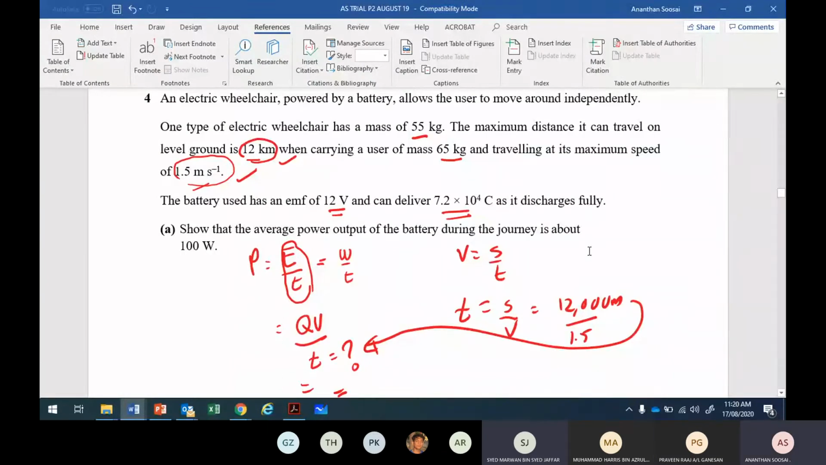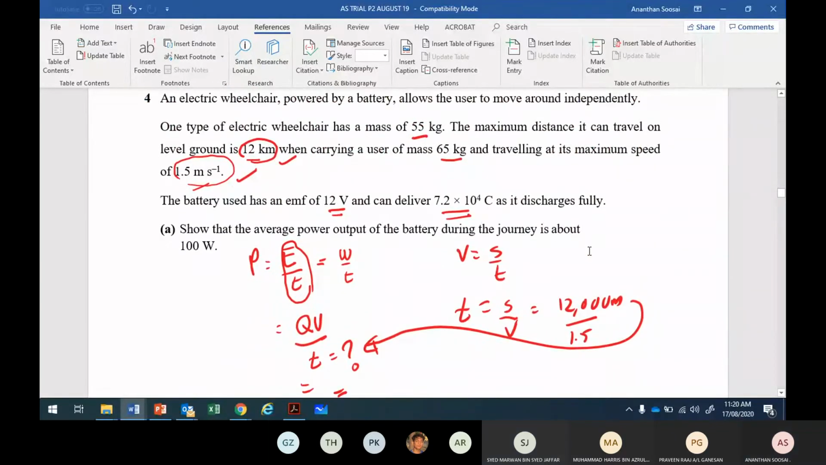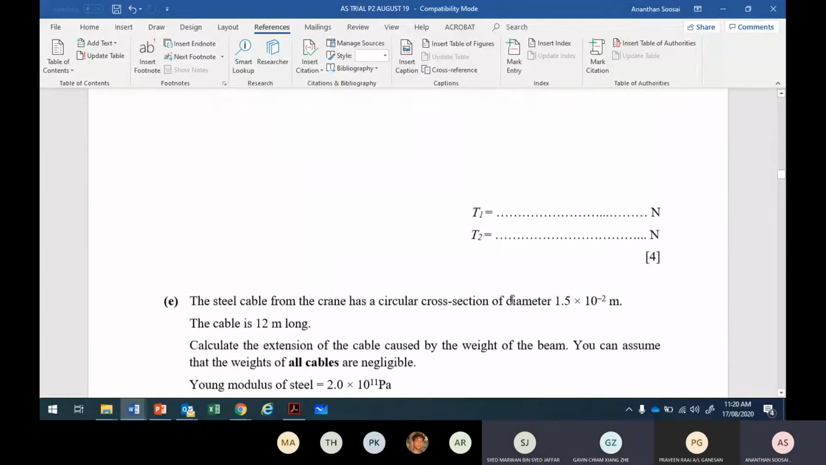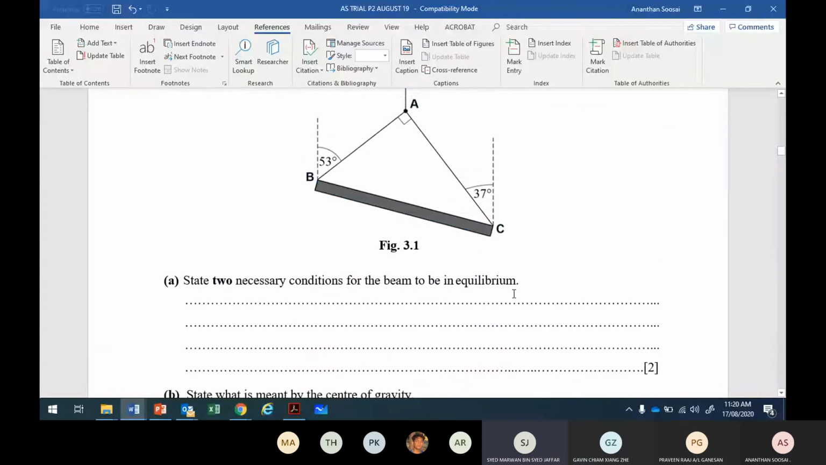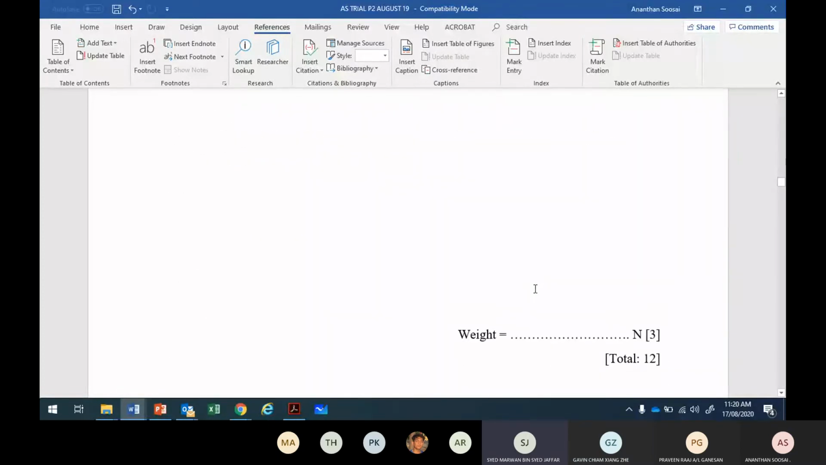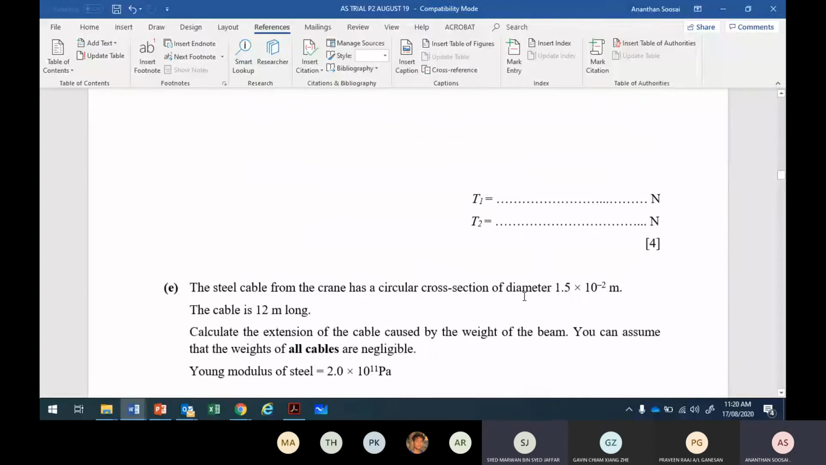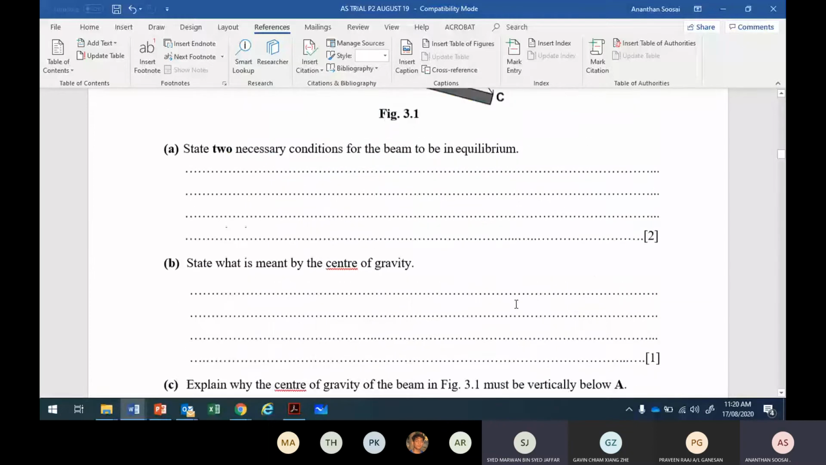Any other questions? If we don't have questions, we go to paper 1. Sir, I don't understand 3C. Does that mean the value must be near 100 watts, not exceeding under 10? Yeah. Next is 3C, is it?